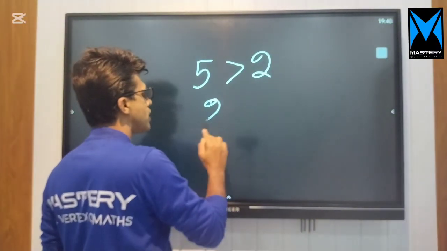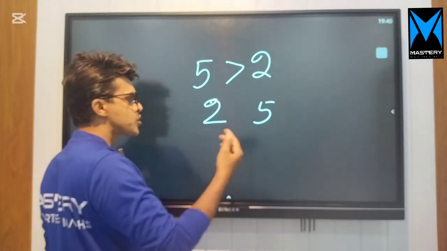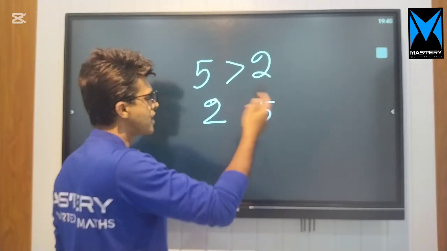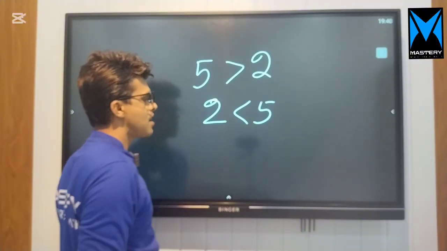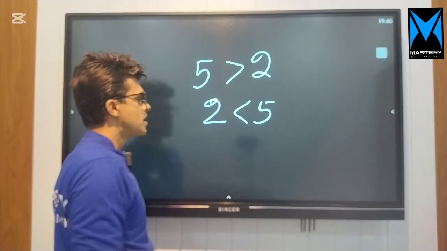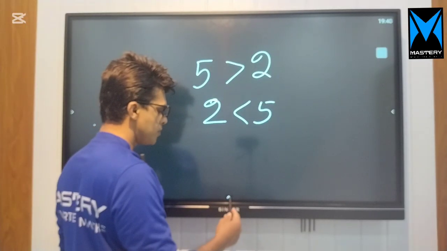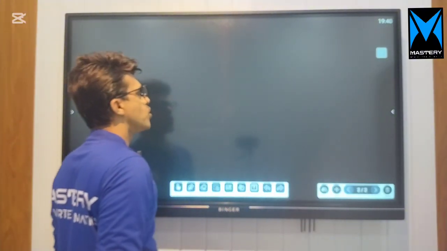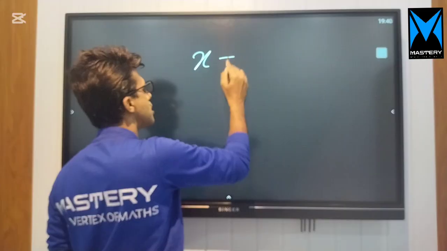So when it comes to the same digits being given, what's the greater digit here? The greater digit here is 5. Then this can be written as 2 is less than 5. This is read as 5 is greater than 2, and this one can be read as 2 is less than 5. Same relations.